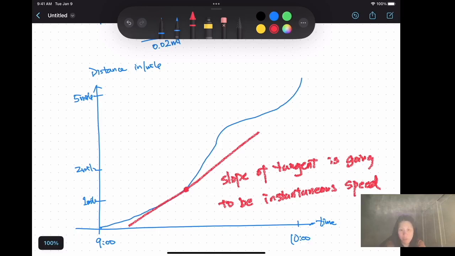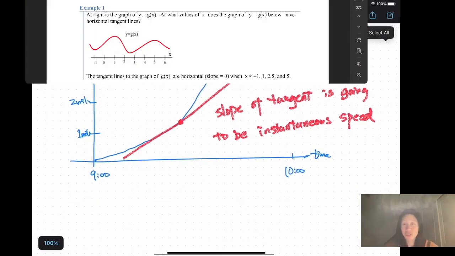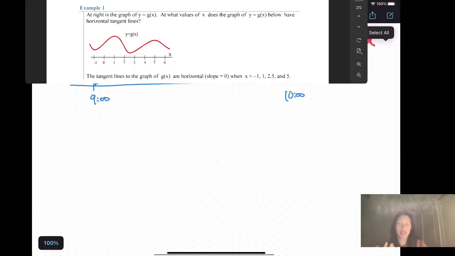In a later chapter, I'm going to teach you how to find the slope of a given point's tangent line. So here's an example. For the graph y equals g(x), at what value of x does the graph of g(x) below have a horizontal tangent line? A horizontal tangent line is a line that is parallel to the x-axis.